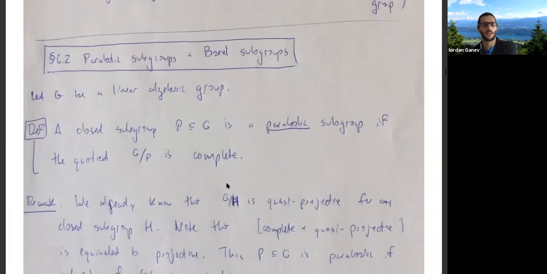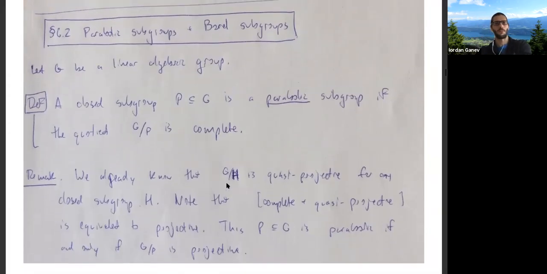Okay, so the next section is about parabolic subgroups and Borel subgroups. In this section, we're going to have G be a fixed linear algebraic group. Definition: a closed subgroup P of G is called a parabolic subgroup if the quotient is complete. So P is a parabolic subgroup if G mod P is complete as an algebraic variety.